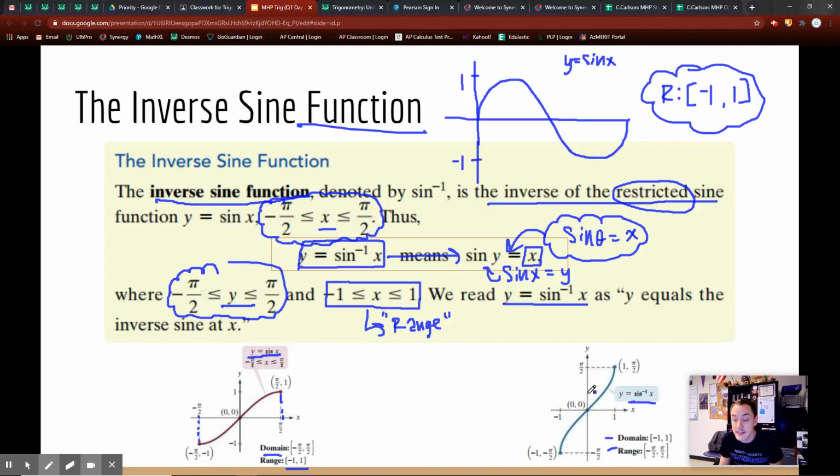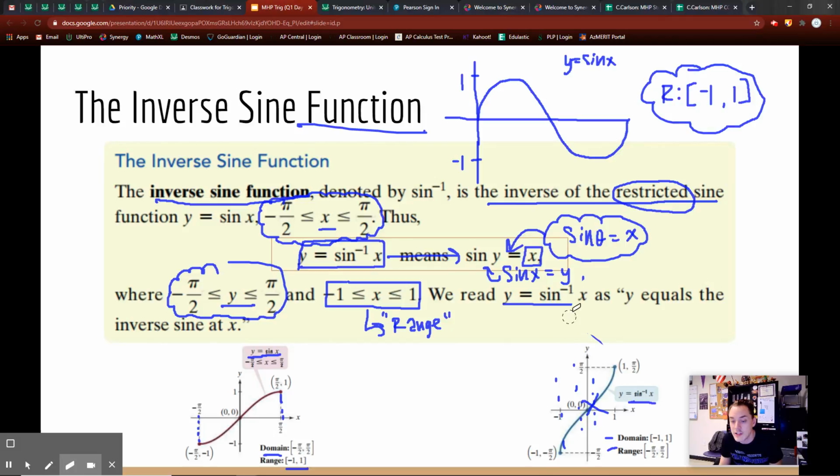And now notice, does it pass the vertical line test? Absolutely. If we continued like this, would it pass the vertical line test? No. But thank our lucky stars, we don't need to deal with that problem.